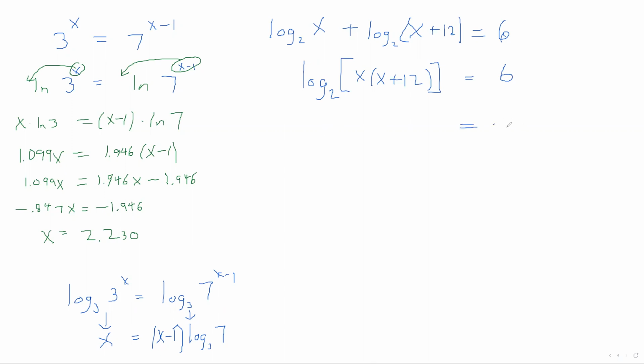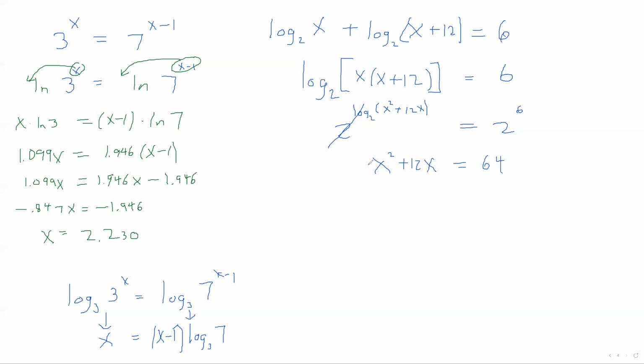So we're going to do 2 to the 6th is equal to 2 to the log base 2 of, and while I'm at it, I'm going to simplify the inside, x squared plus 12x. And so now our 2 to the and our log base 2 cancel, and we have x squared plus 12x is equal to 2 to the 6th power, which is 64. All right, this is a quadratic. We know how to solve quadratics.